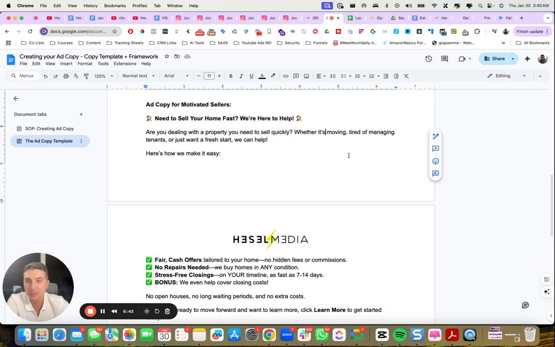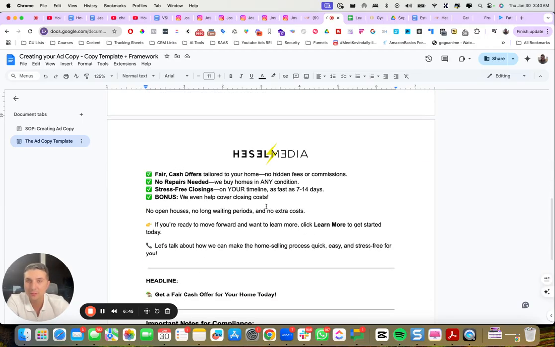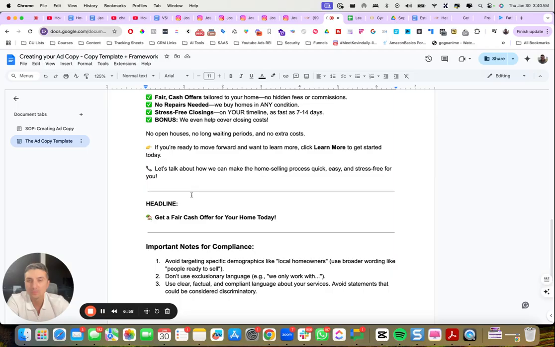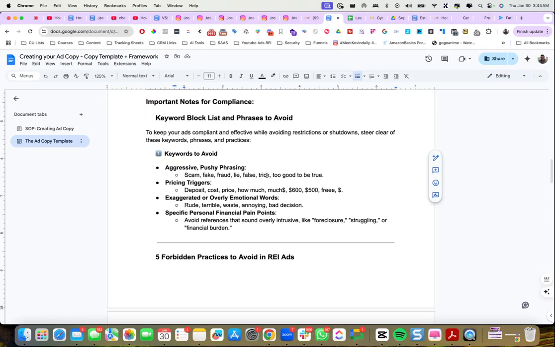Here's how we can make it easy. Future benefits, bonus. No open houses, no long waiting periods, and no extra cost. If you're ready to move forward and want to learn more, click learn more to get started today. And boom. Headline: get a fair cash offer for your home today.